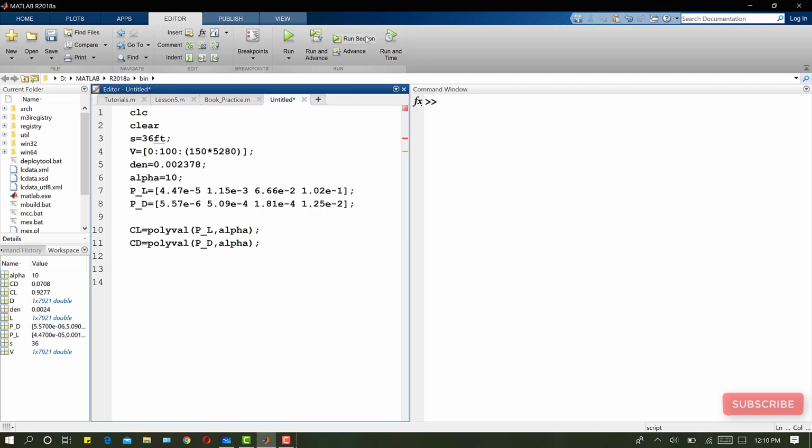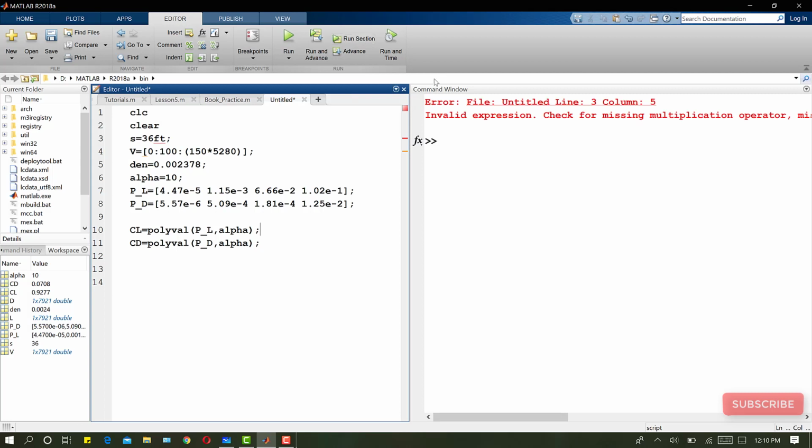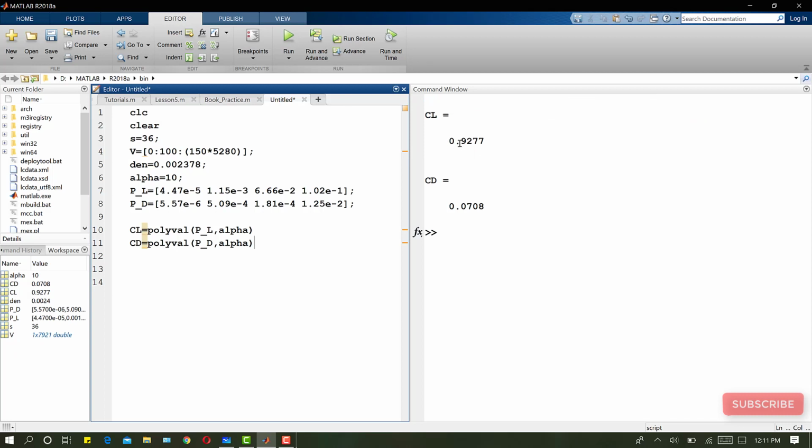So now if I run this, oh, it says that there is an error in line number 3, column number 5. Oh, okay. So we do not need to write the units with the value. So I will omit this feet. So now if I run this, CL and CD are evaluated, and alpha is equal to 10 degrees.